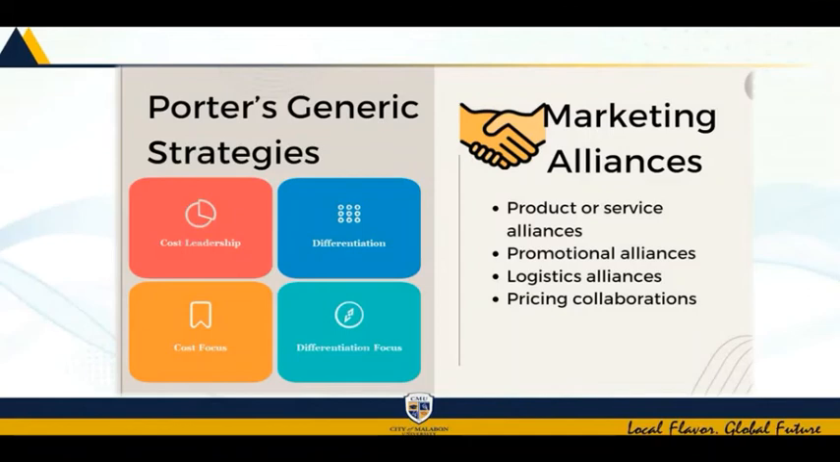In differentiation focus, so automatically the businesses are really into their uniqueness. Ano ba dapat yung pinagkaiba nila among others? What will be their brand? And then next, we have here the marketing alliances. In marketing alliances, we have here the product or service alliance, the promotional alliances, logistic, and also the pricing collaboration.